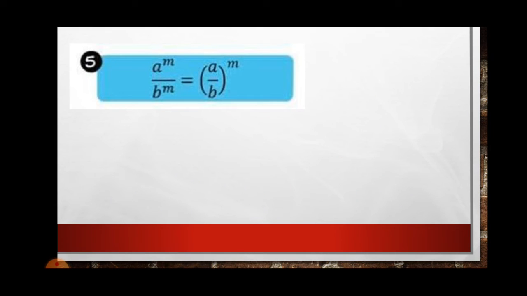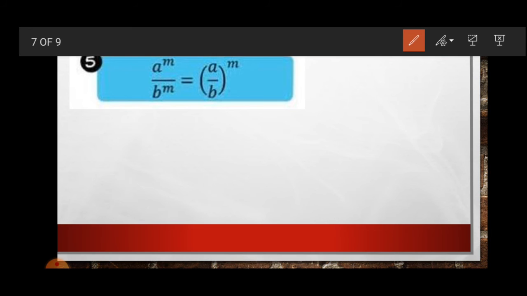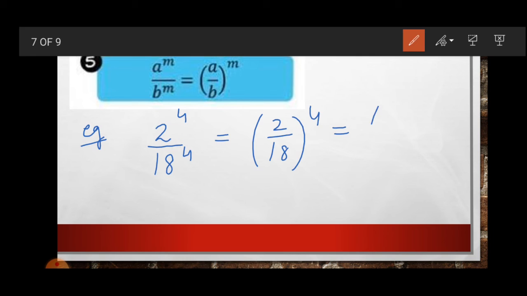Next law of exponent is a raised to the power m divided by b raised to the power m is equal to a by b raised to the power m. Let's take an example. 2 raised to the power 4 divided by 18 raised to the power 4 can be written as 2 by 18 raised to the power 4, which on solving we get 1/9 raised to the power 4.